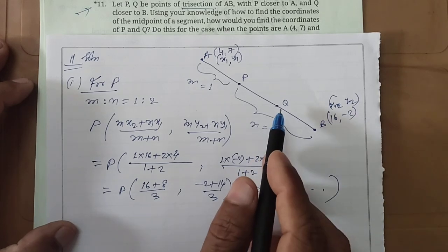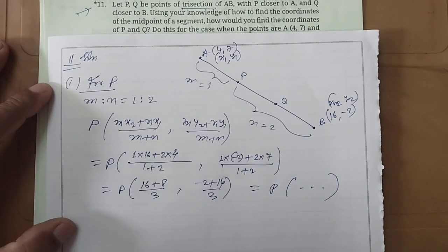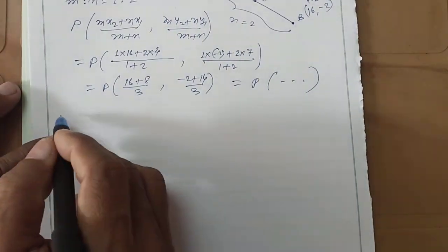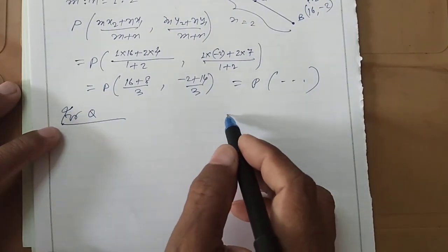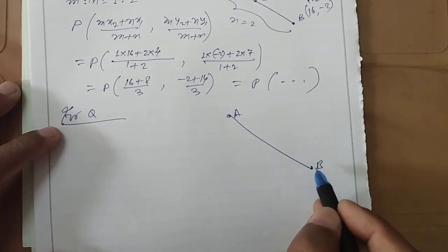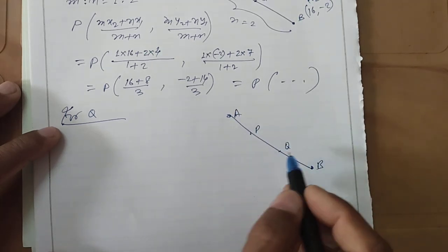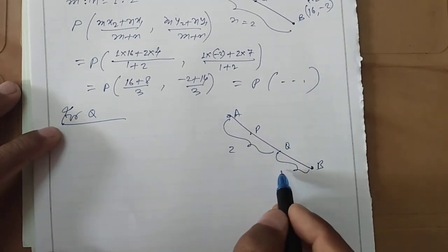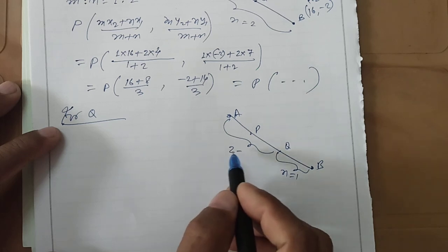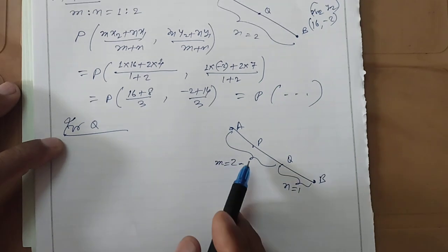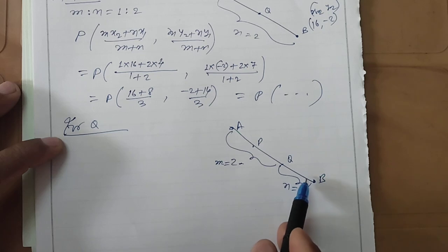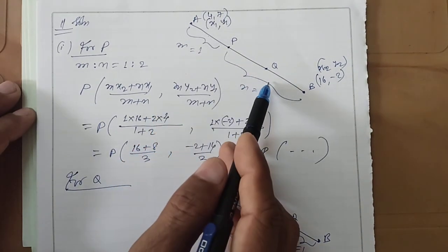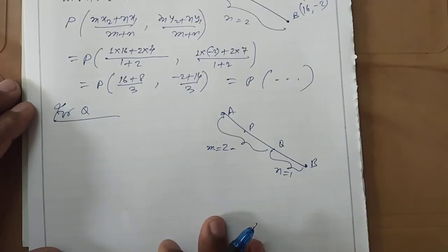Then when we take point Q, I am drawing the same diagram again. For Q, A, B, P is here, Q is here. When we take Q, this side will become 2 and this side will become 1. So n will be 1, m will be 2 now. This side 2 parts, this side 1 part. It is not given in the question, you have to understand. So first for P it was 1:2, and now for Q it is 2:1, and everything else will remain the same.